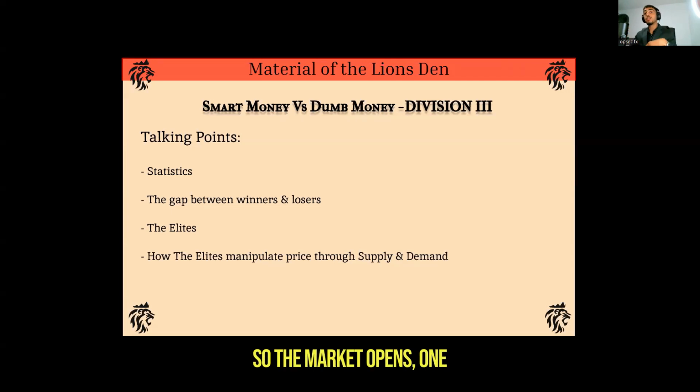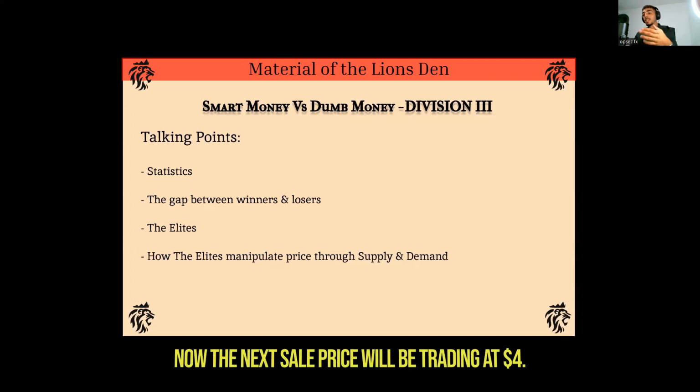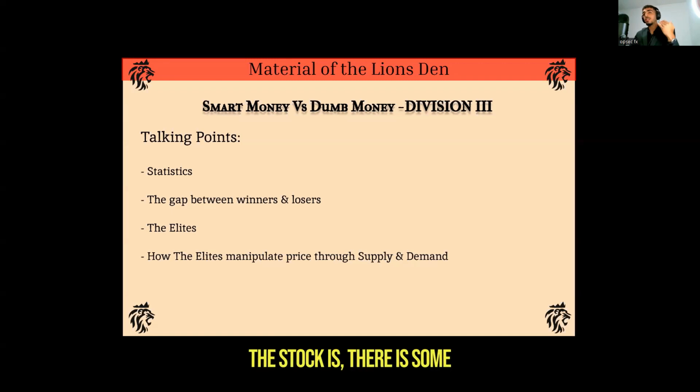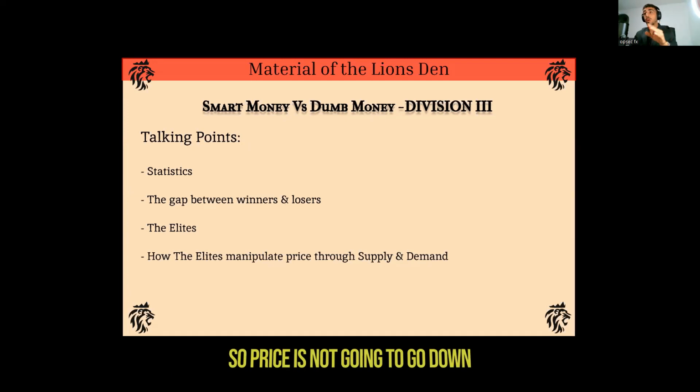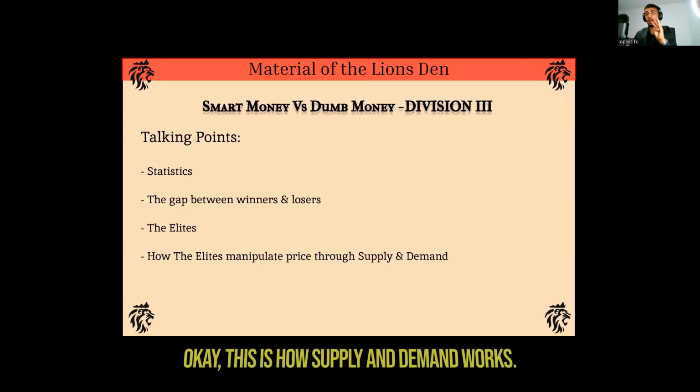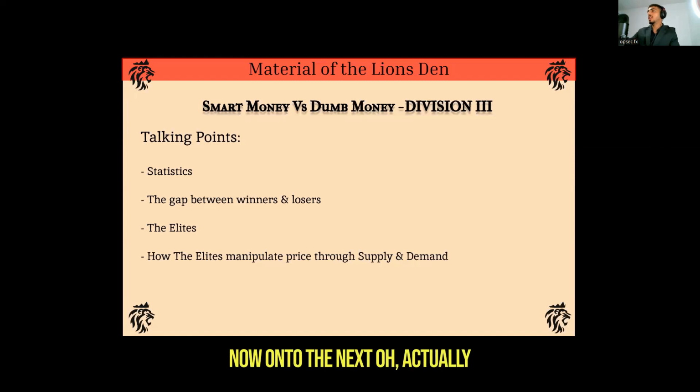So the market opens, $1 apples instantly sold out, $2 apples instantly sold out. Now price is trading at $3. $3 apples sold out. Now the next sale price will be trading at $4. At $4, there is some demand, but it's not getting sold out completely. But there's also no supply at 3, 2, and 1, so price is not going to go down, and that's why price stays at 4. This is how supply and demand works. Now on to how it is in reality.